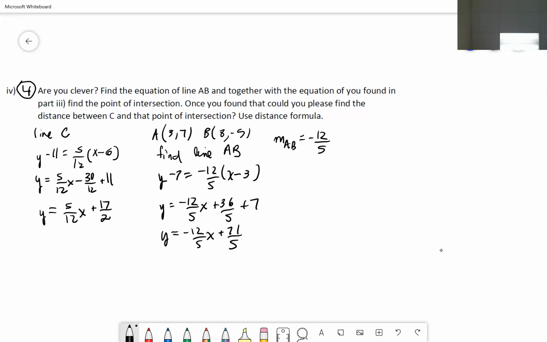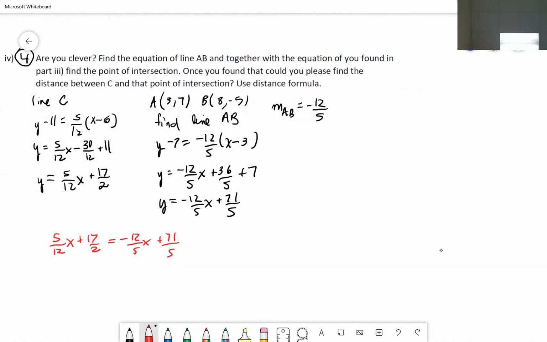And so now we can set them equal to each other because we're trying to find, we're doing part 1, I guess, part 1 or part 3, find the point of intersection. So we set them equal to each other. 5/12 x plus 17 over 2 equals negative 12/5 x plus 71 over 5. Now, if you have a nice calculator, you can do this rather quickly. You're going to add the 12/5 to one side. So 5 divided by 12 plus negative 12 divided by 5.